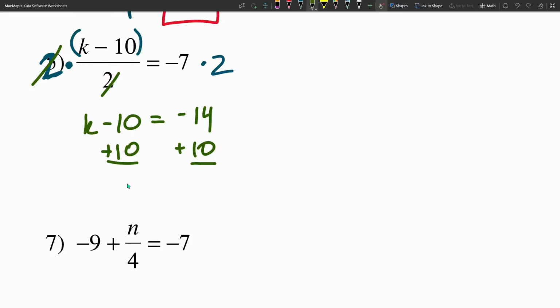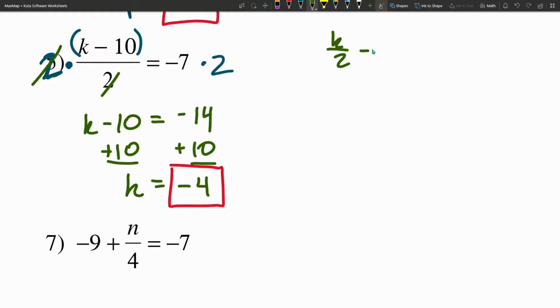K minus 10 plus 10 is k, and that's equal to -14 plus 10, which is -4. So -4 is our solution for number 5. And just to quickly show you, you'd get the same result if we did addition or subtraction first.